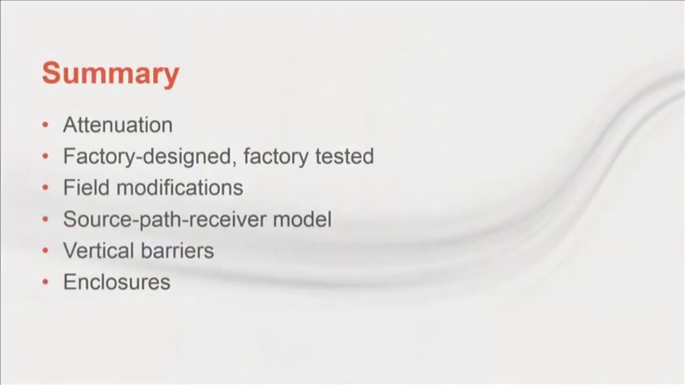The source path receiver model allows you to analyze sound sources and determine what the sound level will be at the receiver's position. Vertical barriers, when properly designed, can provide good sound path deflection and attenuation. And sometimes designers must get clever with enclosures or unique types of equipment when meeting sound requirements are a challenge.